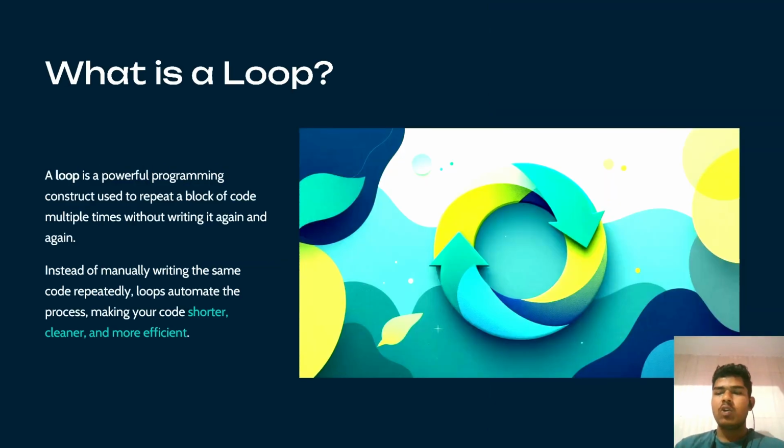What is a loop? A loop is a programming construct that allows us to repeat a block of code multiple times. In simple words, a loop is used when we have to execute the same task again and again, instead of writing the same code again and again. Loops make our code shorter, cleaner, and more efficient.